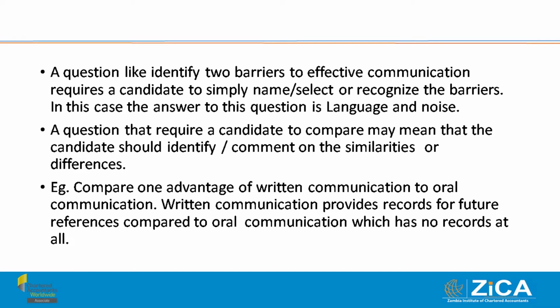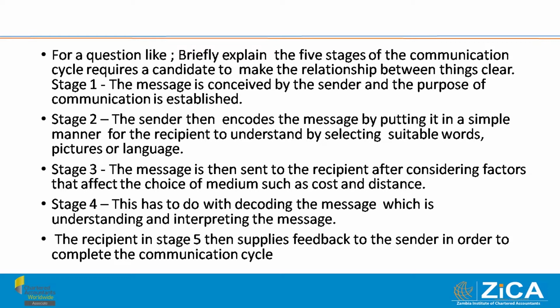Apart from that, sometimes candidates may be required to compare or make a comment on something. So a candidate may be required to compare. In that case, you comment on the similarities or differences. Here is an example. A question like, briefly explain the five stages of the communication cycle. So in a question like that, a candidate is expected to just make a relationship between things clear. For example, during stage one, the message is conceived by the sender, and the sender establishes the purpose of communication. During stage two, which is encoding the message, the sender puts the information in the most appropriate manner for the recipient to understand. The sender uses familiar words, pictures, or language that the recipient would easily understand.